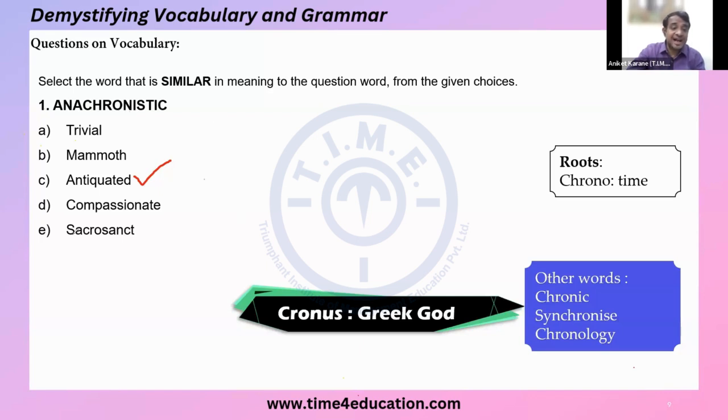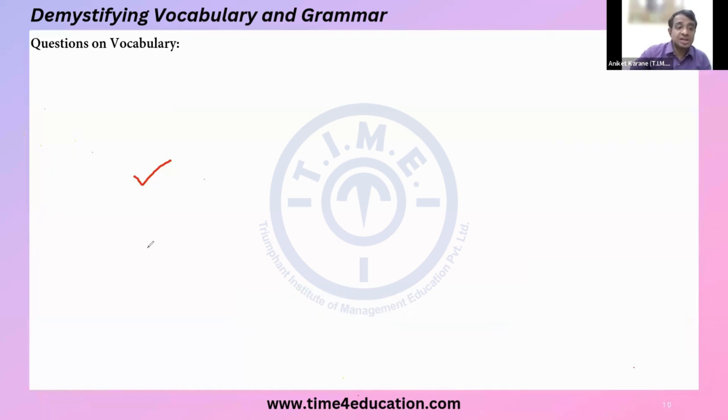Now, if you look at the word sacrosanct, some of you gave that as an answer. Sacrosanct has the word sacred, S-A-C-R, in it. Sacred means sacred, so sacrosanct is something that is kept sacred. Your thoughts are sacrosanct in nature. That's how sacrosanct works. Let's move ahead to the next question.